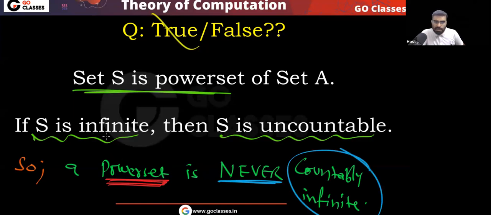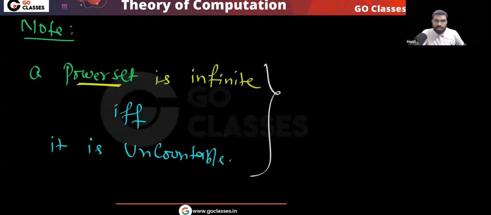Because if a power set is infinite, then it will be uncountable. So you can see this: a power set is infinite if and only if it is uncountable. Please tell me, did you understand? Let me know.